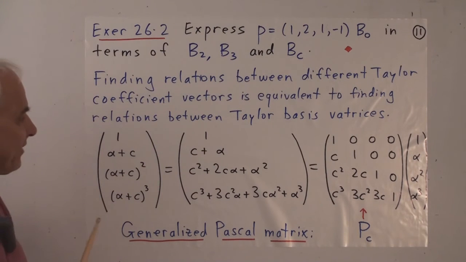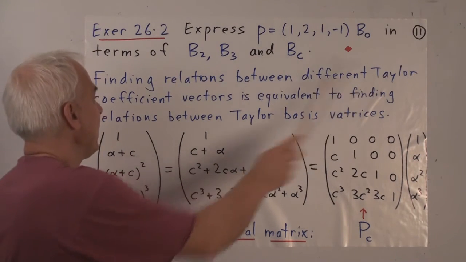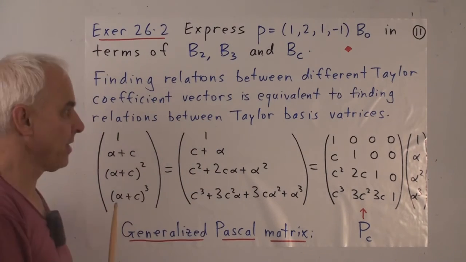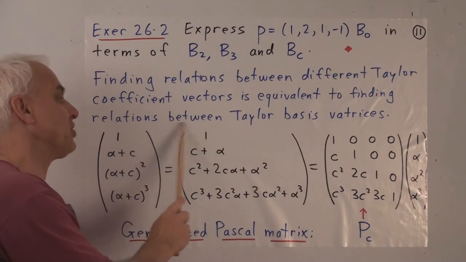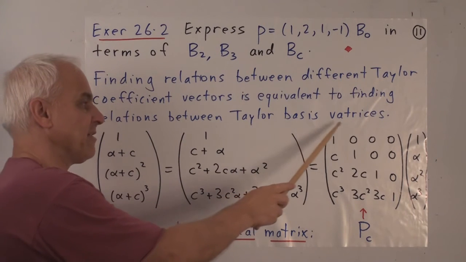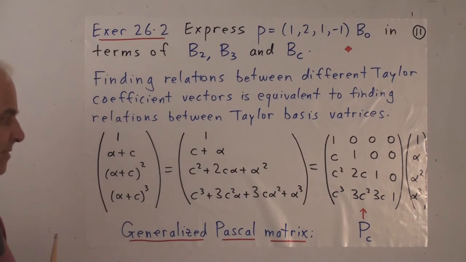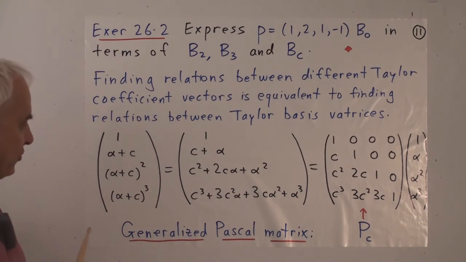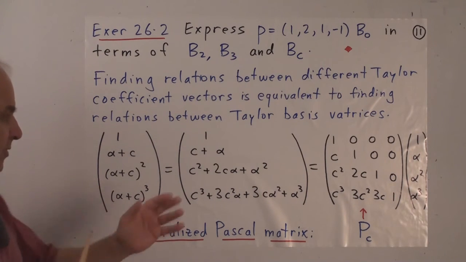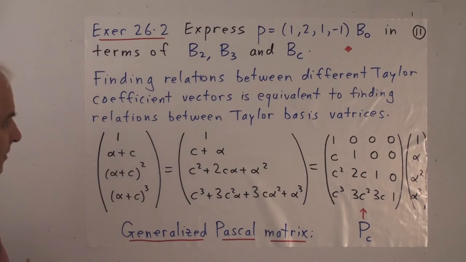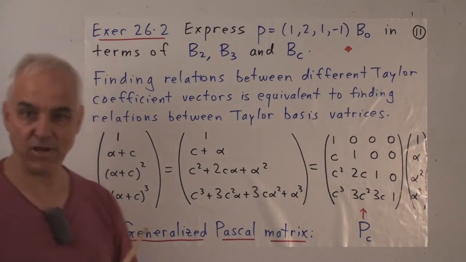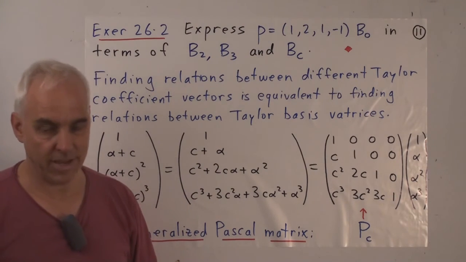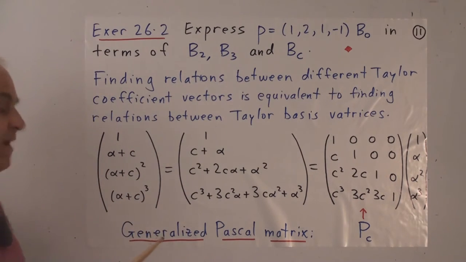All right, now let's have a look at this interesting question of what are the relations between different Taylor coefficient vectors. Well, this is equivalent to finding relations between Taylor basis matrices. And for that, there's really one computation which is all important, and that's this one right here. It's really nothing more, nothing less than the binomial theorem, expressed in vector form.